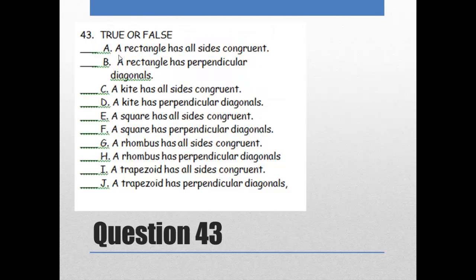Alright, number 43, true or false? A rectangle has all sides congruent. Well, that's not true because only the opposite sides are congruent. So they're not all congruent. It's false. A rectangle has perpendicular diagonals. Well, that's not true. That's a kite. It's got perpendicular diagonals. These are not quite perpendicular.